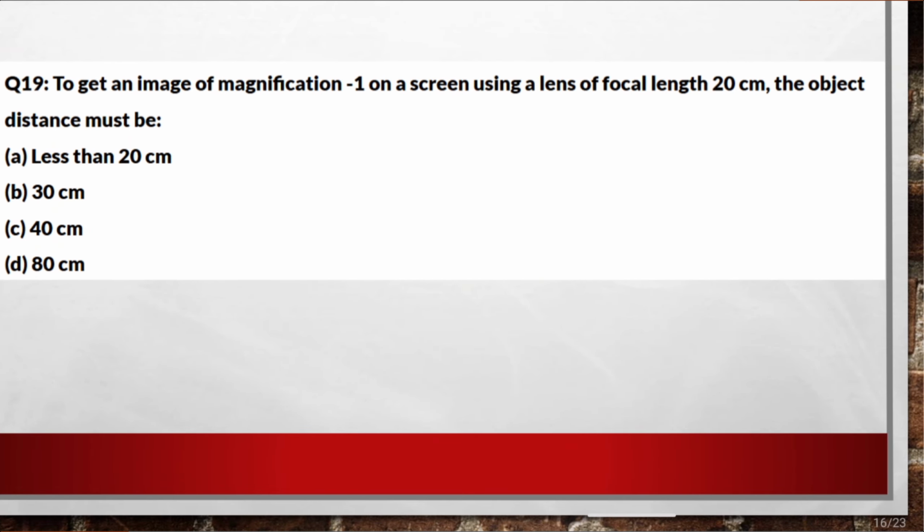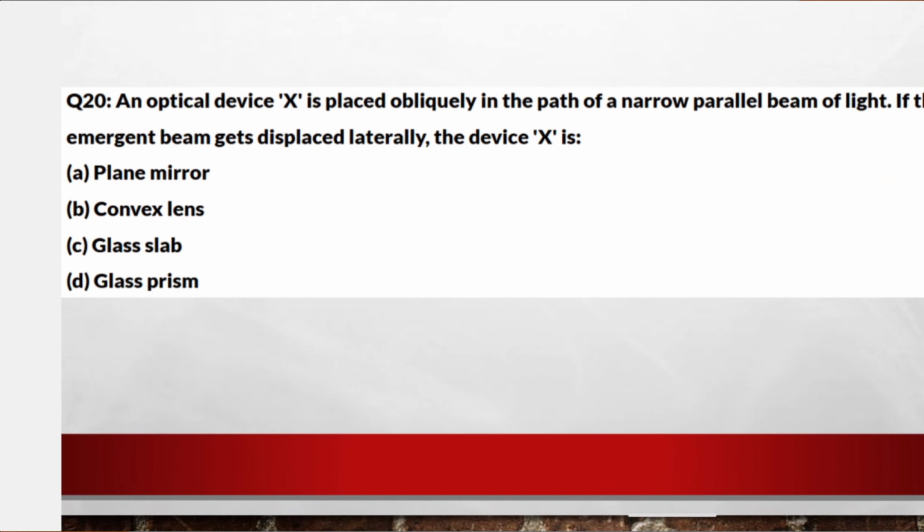Next, question 19. To get an image of magnification -1 on a screen using a lens of focal length 20 cm, the object distance must be. So it's an MCQ. You need to choose the correct option.